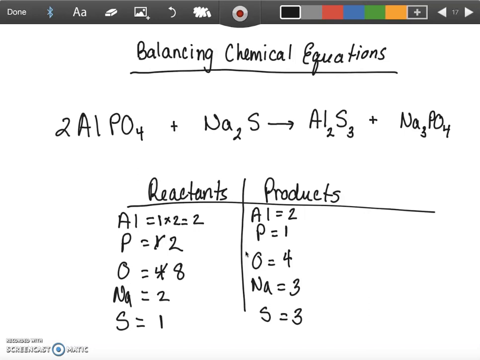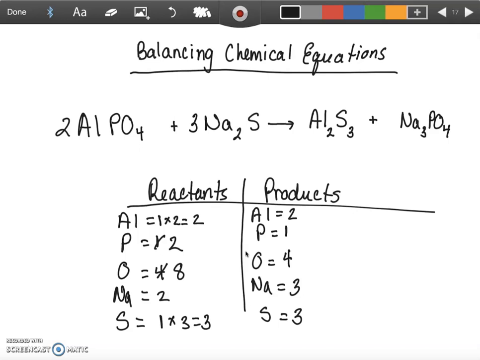But let's try the sulfurs next, okay? Let's do the sulfurs. I have got 3 sulfurs on the product side and 1 sulfur on the reactant side. So I need to multiply this by 3, which means putting a 3 out here in front where that sulfur is, in that sodium sulfide. So this is 3.